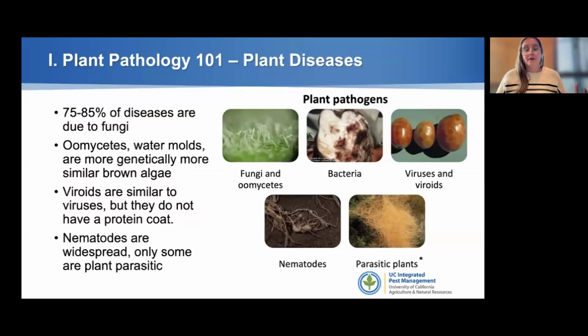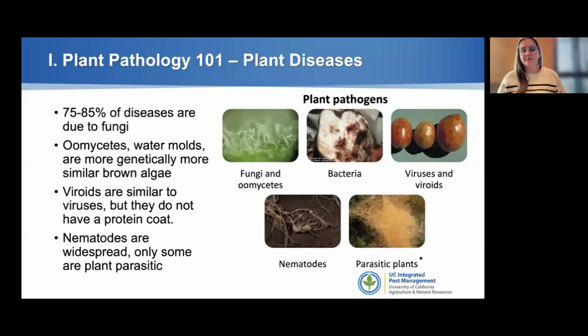Now, in the plant pathology world, 75 to 85% of diseases are due to fungi, so we end up talking about them a lot. Oomycetes, historically, we've thought that they were fungi, but oomycetes, or water molds, through genetics, we've found that they're actually more similar to brown algae. But we still group them in with fungi just because we've been doing that historically for some time.